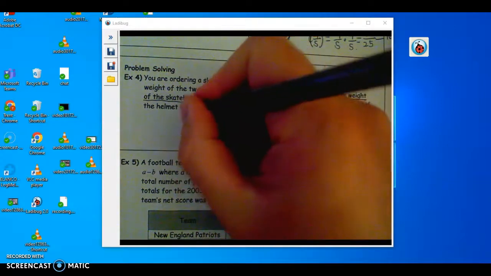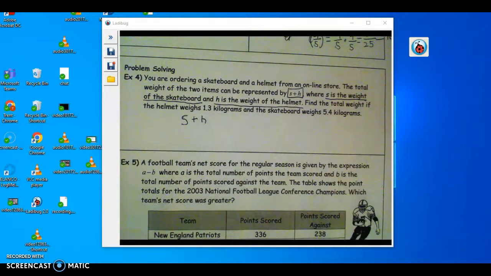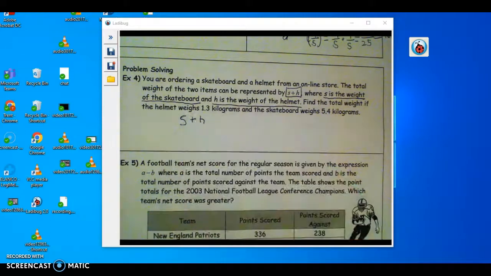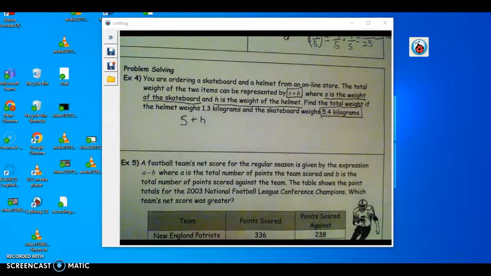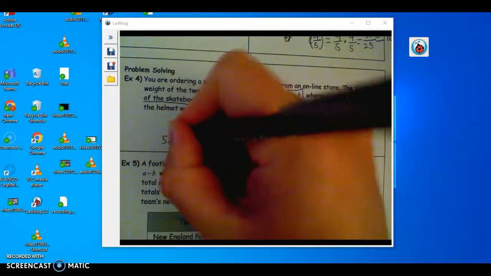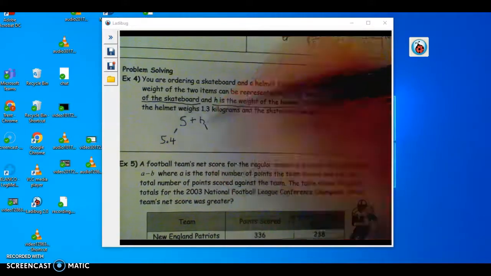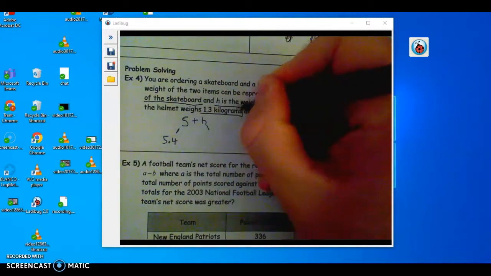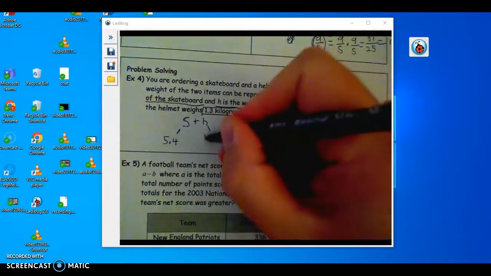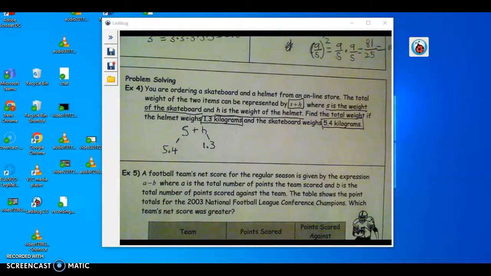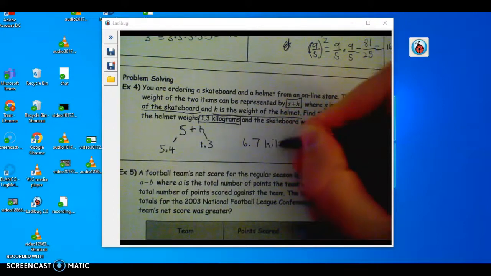All right. So all we're doing is taking S plus H, right? In the problem, S is the weight of the skateboard, and it tells us that the skateboard weighs 5.4 kilograms. So this is going to become 5.4, right? I substituted 5.4 in for S. And I know that H is 1.3 kilograms, right? It says it right here in the problem. The helmet weighs 1.3 kilograms, and we just add them together. That becomes 6.7 kilograms.